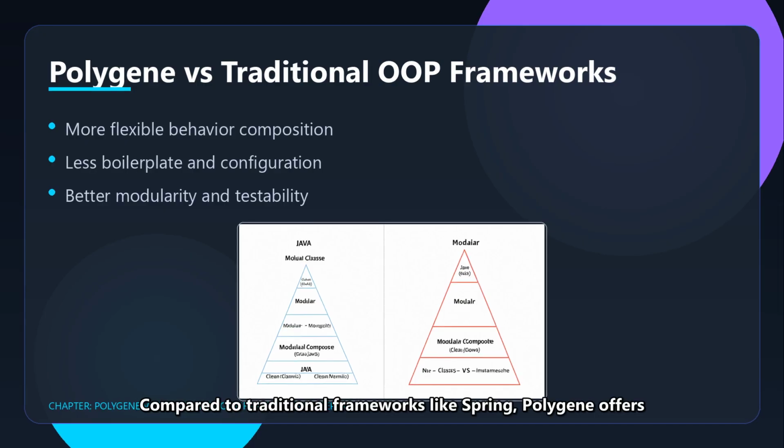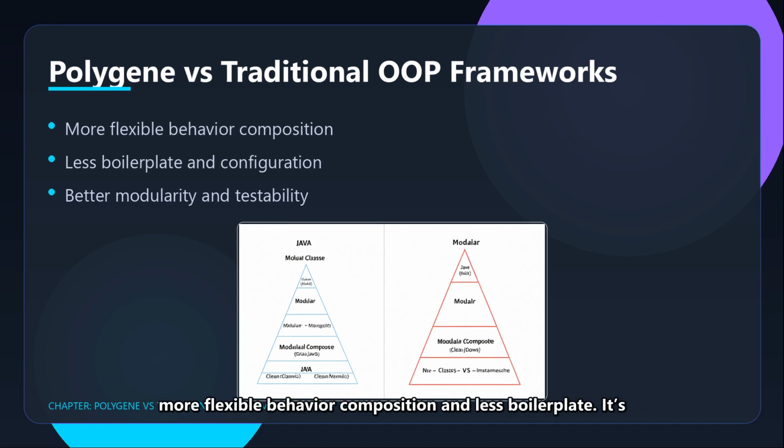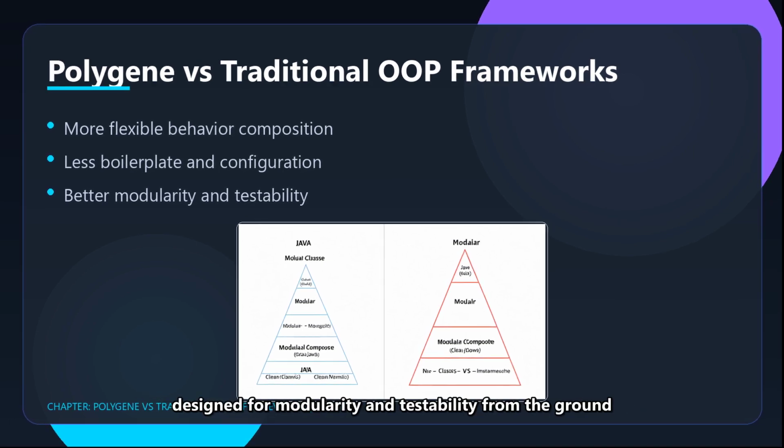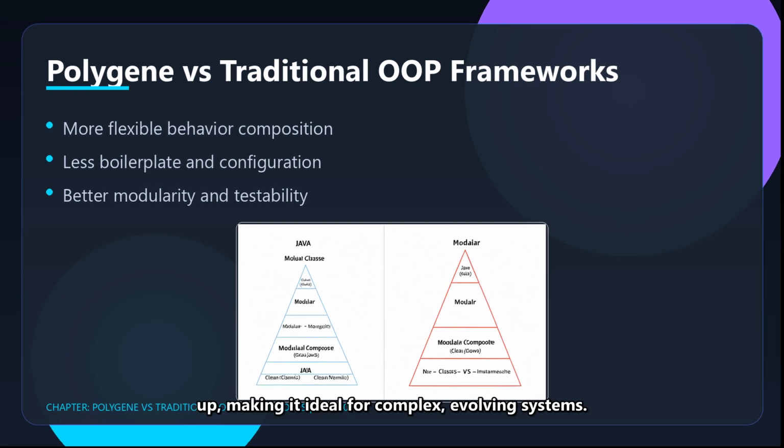Compared to traditional frameworks like Spring, Polygene offers more flexible behavior composition and less boilerplate. It's designed for modularity and testability from the ground up, making it ideal for complex, evolving systems.